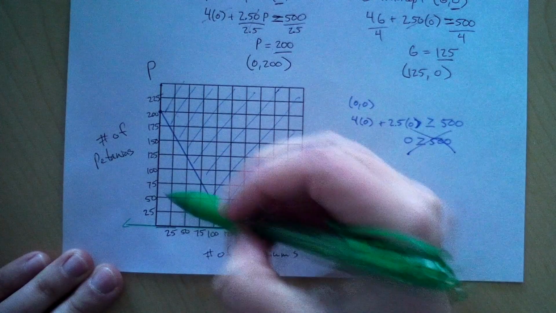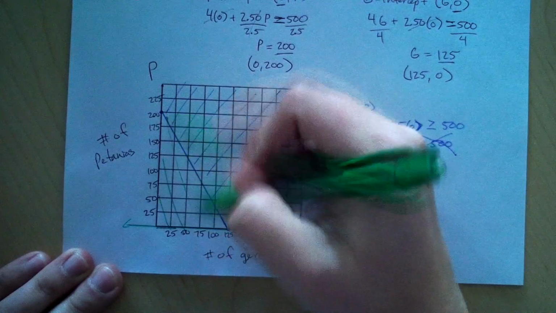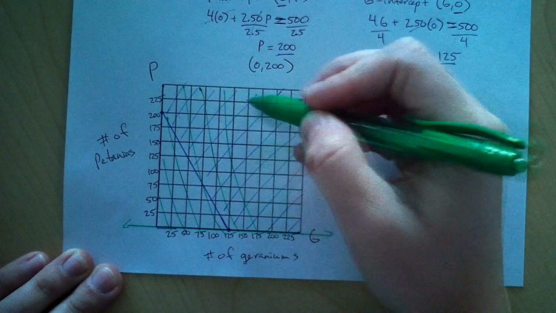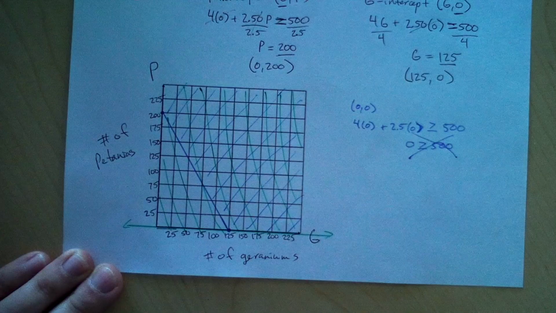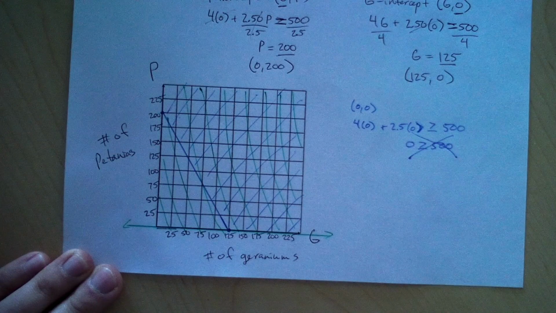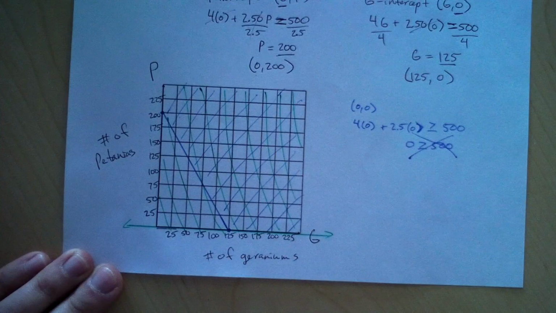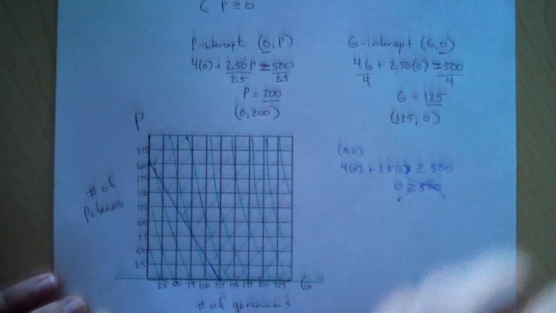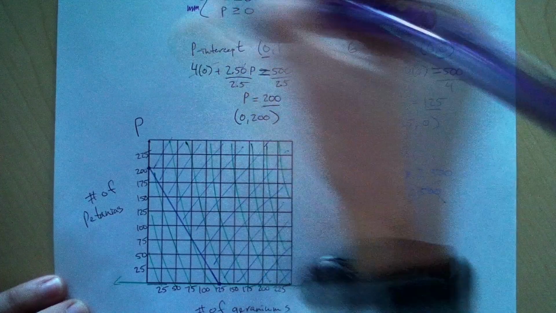So basically those would be values where our profit is going to be greater than 500 bucks, because anything on that line is 500, anything past it would be greater than. And then to get our totals there, our geraniums has got to be greater than or equal to 0, petunias has got to be greater than or equal to 0. So that's why our shading is going up in both those ways. So you want that double shaded area there for your solution.